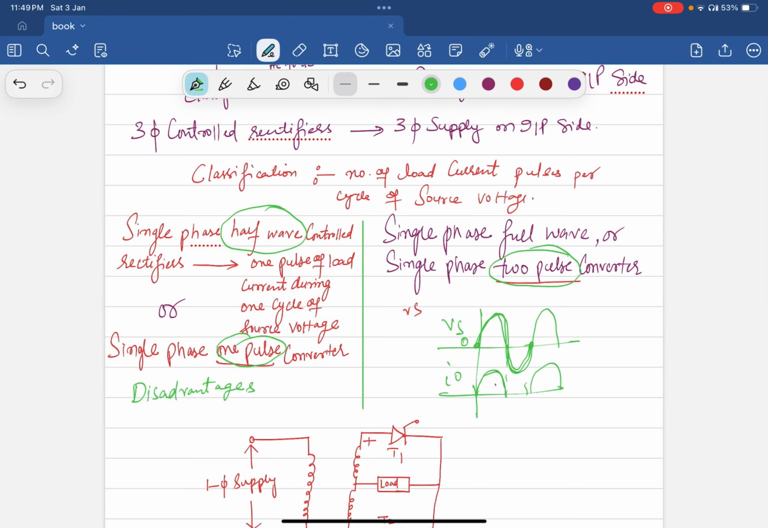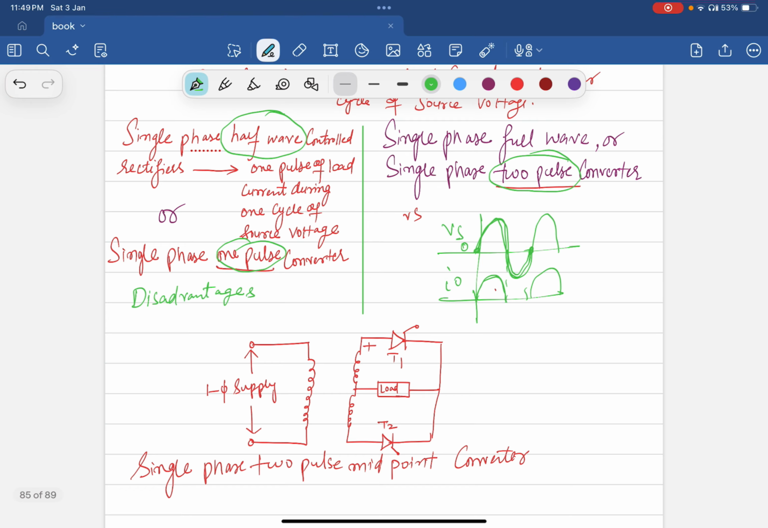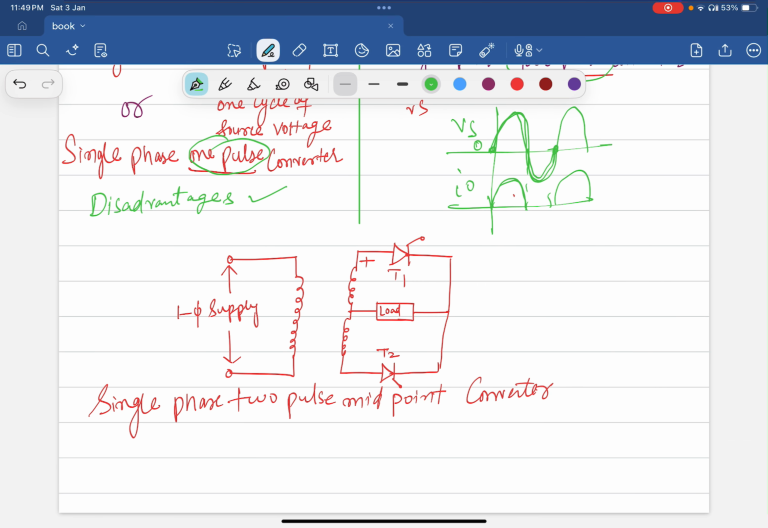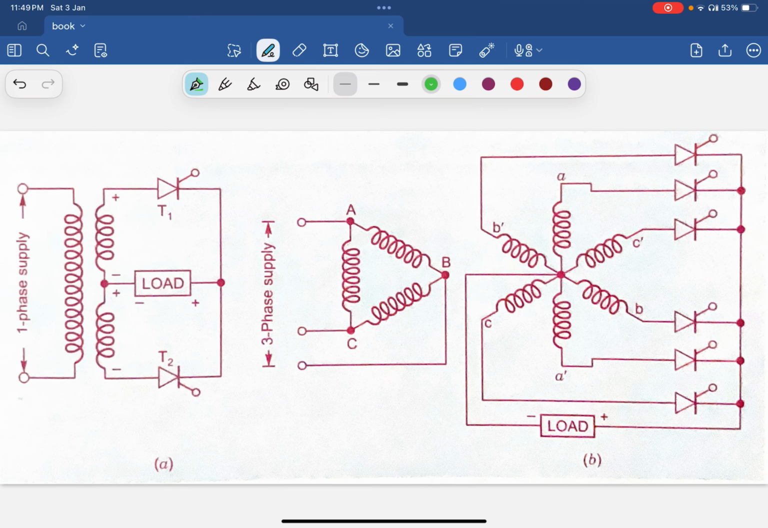So we should remember single phase half wave control rectifier and single phase full wave control rectifier. The disadvantages of the single phase half wave control rectifier are overcome by the single phase full wave or single phase two pulse converter. If you look at the diagram, this is the single phase two pulse midpoint converter.